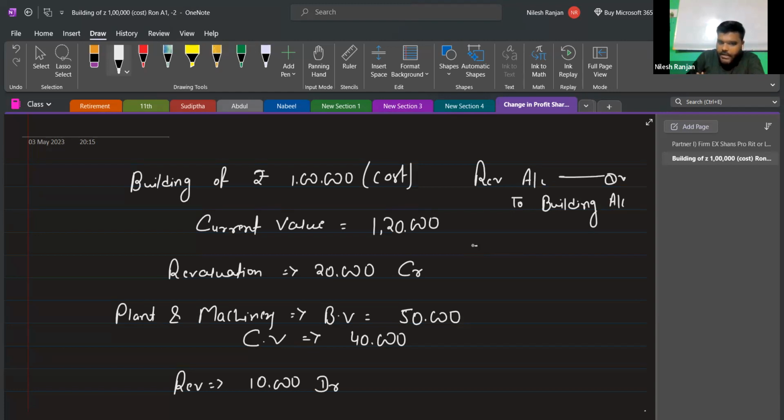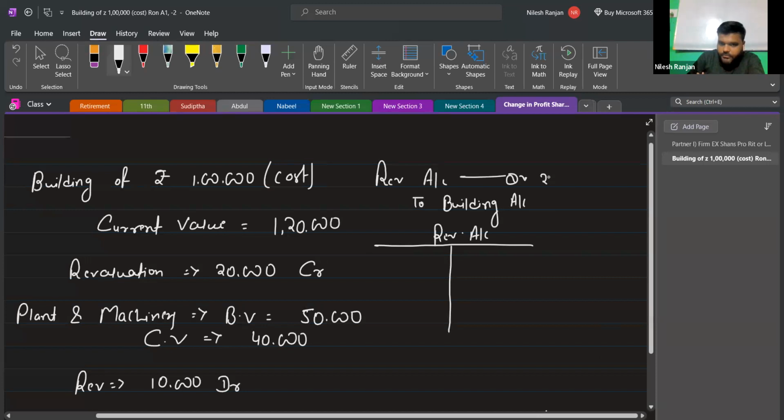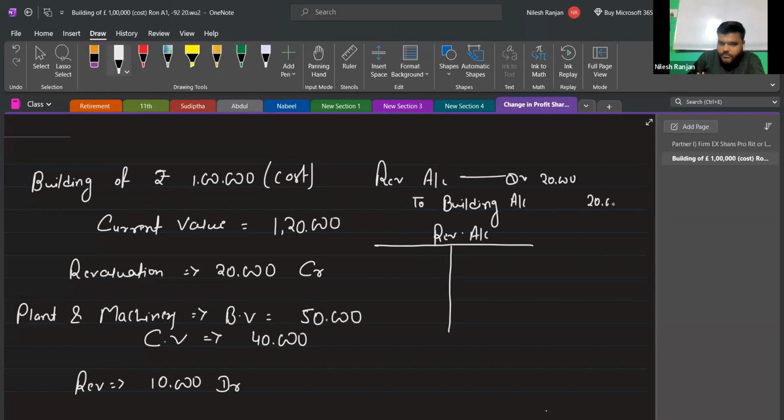If we prepare the ledger from this journal entry, we are preparing the revaluation account. Which side will this transaction be written? On the credit side. So revaluation is on the debit side. So as per this concept, we have to write to building account. As per this journal entry, I'm saying. So left is credit and right is debit? No, sorry. Left is debit, right is credit. Oh, okay, sorry. Any problem in this? No, understood.